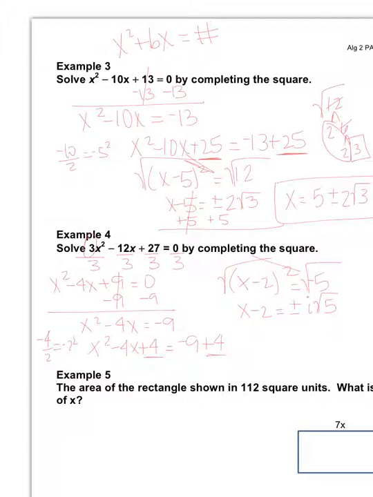Okay, so I'll leave it in that form, and then I'll add 2 to both sides. Again, we can't add those 2 and i square root of 5, so I'm going to put the 2 in front, and then plus or minus i square root of 5.